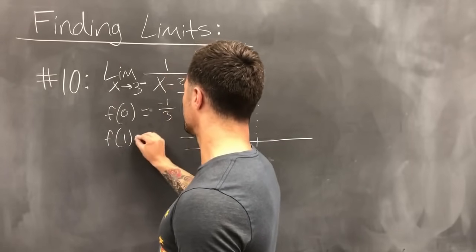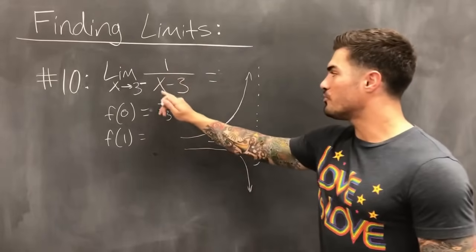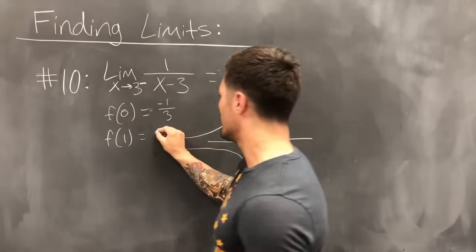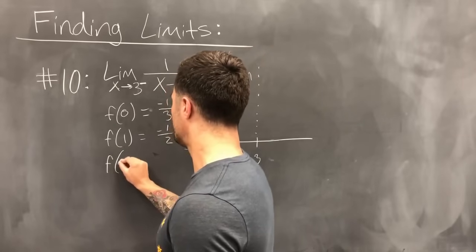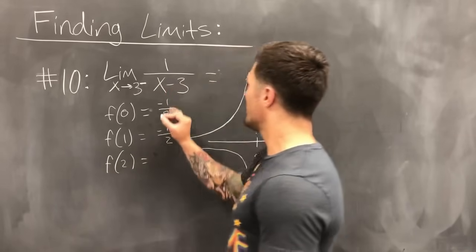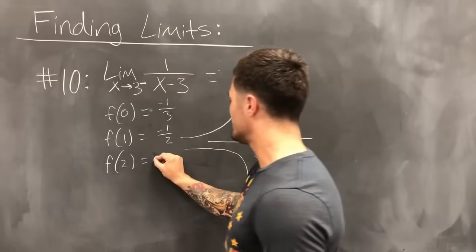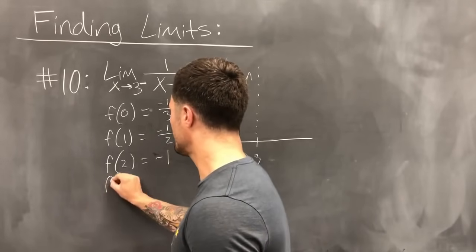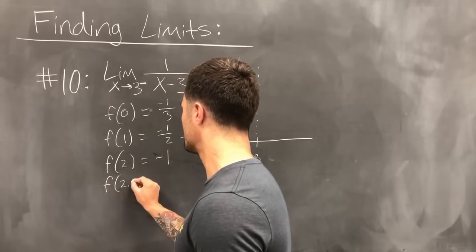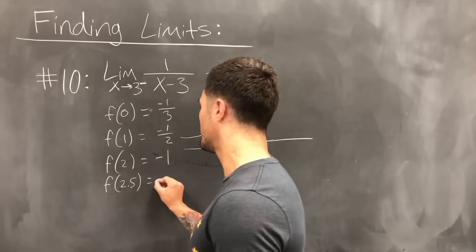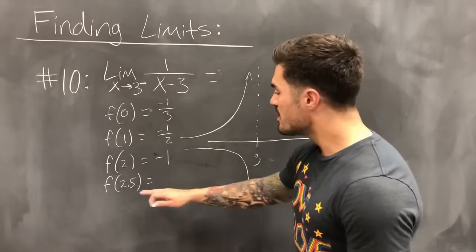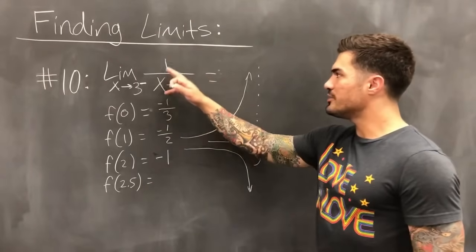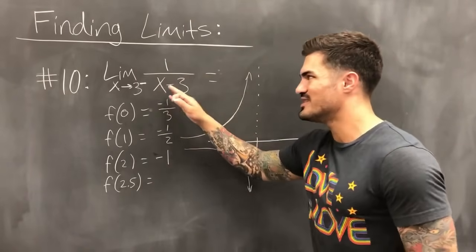f of 1. What happens when I plug 1 into this function? I get 1 over 1 minus 3. That's negative 1/2. All right, so what about f of 2? What happens when I plug 2 in? I get 1 over 2 minus 3, that's negative 1. And let's try 2.5. I think I can do this without a calculator. Last time I used a calculator, but I thought maybe if you're not allowed a calculator, I'll show you how you can do it without, okay? So when I plug 2.5 in, I get 1 over 2.5 minus 3, that's negative 0.5.